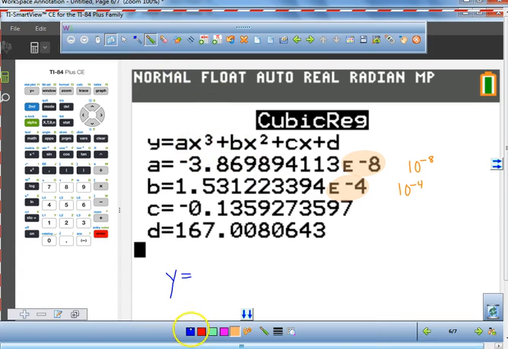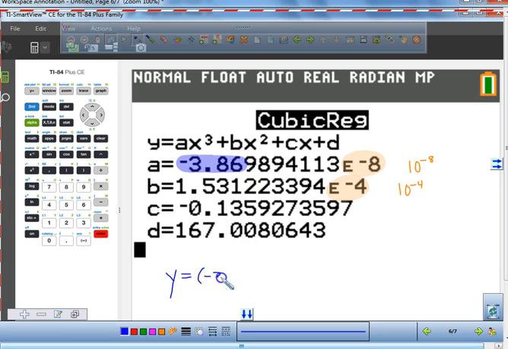What I want you to do is I simply want you to take this right here, round it to the nearest what? Round it to the nearest 100, and put -3.87 times 10 to the -8. That's what goes in front of the x cubed. Okay? Now I'm going to finish this off with using actual decimals and zeros and stuff like that.